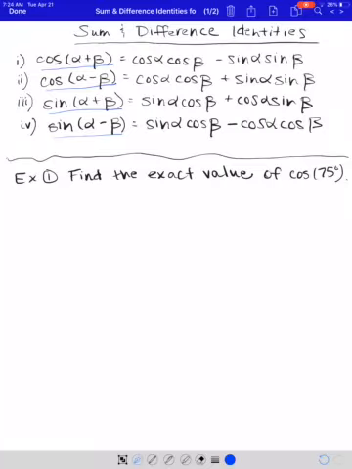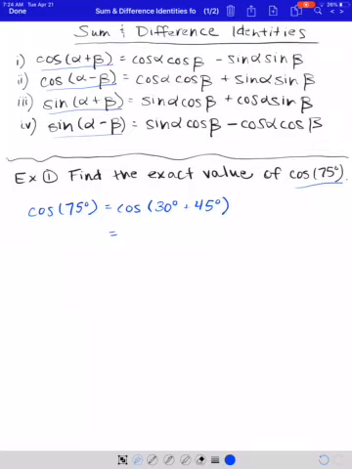So for example, let's find the exact value of cosine of 75 degrees. And notice 75 degrees, that's not one of our usual angles that we look at, like 30 degrees or 45 degrees. However, we can write it as the sum of 2 of our more familiar angles. Notice we can write cosine of 75 degrees. This is equivalent to cosine of 30 degrees plus 45 degrees. Or you can switch the order, doesn't matter.